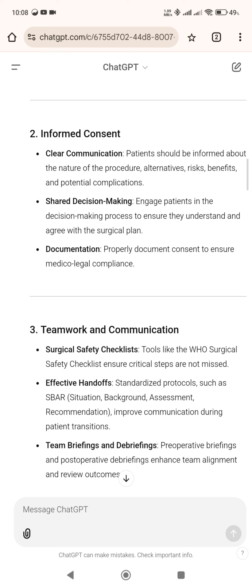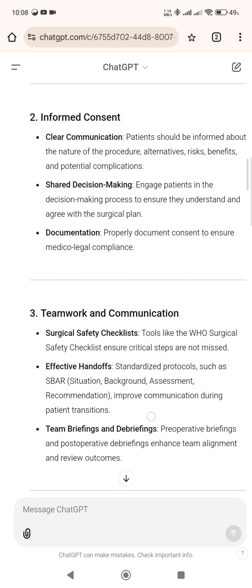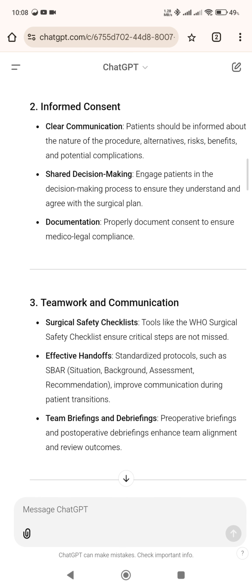2. Informed consent. Clear communication. Patients should be informed about the nature of the procedure, alternatives, risks, benefits, and potential complications. Shared decision-making. Engage patients in the decision-making process to ensure they understand and agree with the surgical plan. Documentation. Properly document consent to ensure medico-legal compliance.